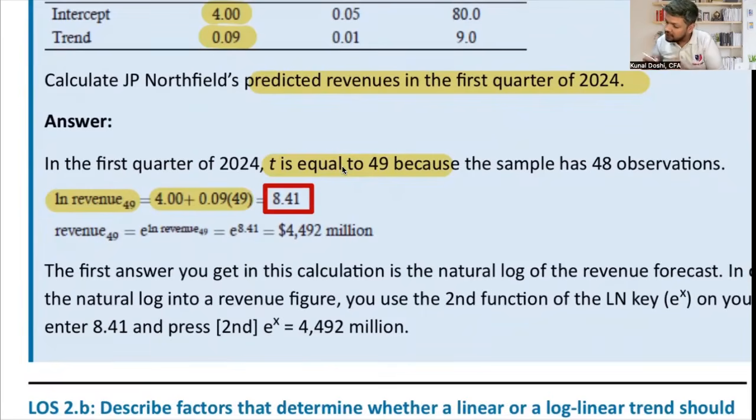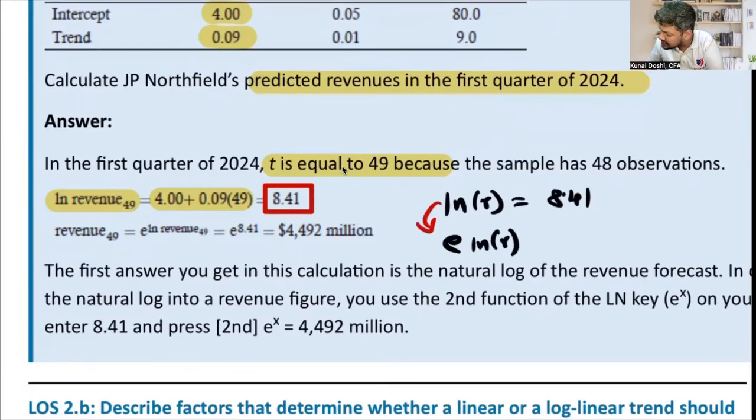So we've got the value of log natural of revenue equal to 8.41. Now, if you want to convert this into revenue, you need to do the exponential on both sides. So exponential of this will give me revenue. So I will have to do exponential of 8.41. When I do that, I'll get 4491.76, or you can say 4492 million.